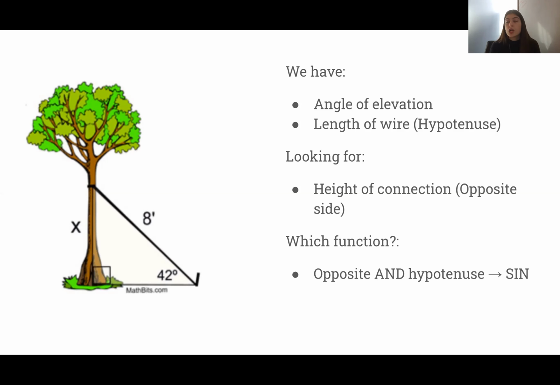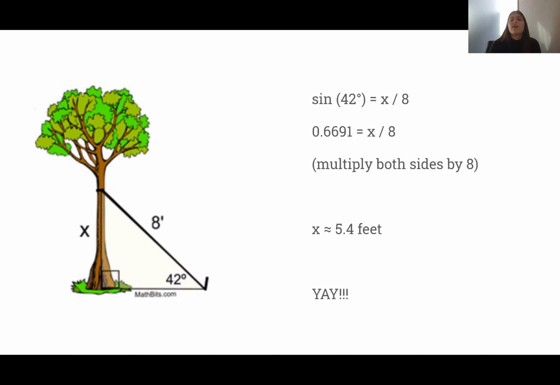Well, SOHCAHTOA. Which of those has O and H? Sine, right? Sine equals opposite over hypotenuse. So that's the one we're going to use. We're going to use sine, and we're going to find opposite over hypotenuse, and let's figure out the height of this connection. So this is all we do. We just plug it in at this point. So we do sine of 45 degrees, plug that into your calculator, make sure you're in degree mode. Oh my God. Learning radians tomorrow. That's on my mind. Make sure you're in degree mode for right now.